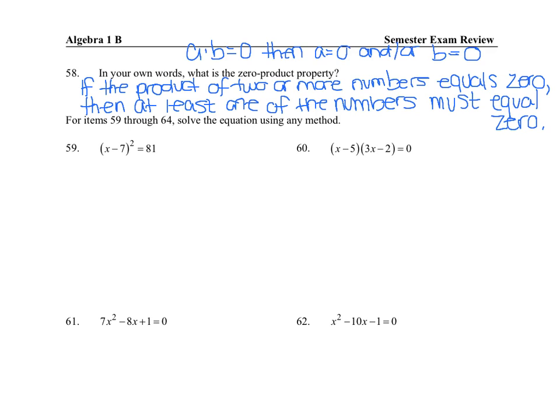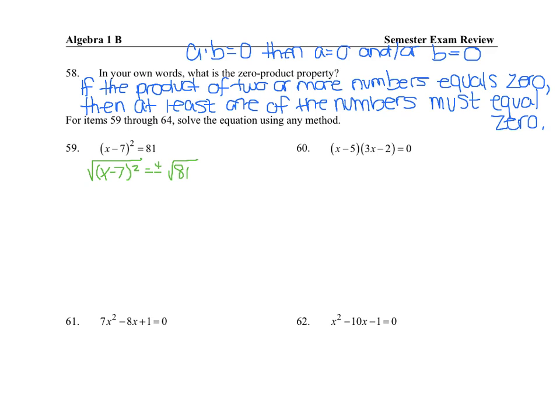For items 59 through 64, solve the equation using any method. So 59, we have x minus 7 squared equals 81. The best method to use is the square root method. So I'm going to square root x minus 7 squared, and I'm going to square root 81. But don't forget, when I square root an equation that's got an unknown, I'm going to have to do plus or minus that square root.